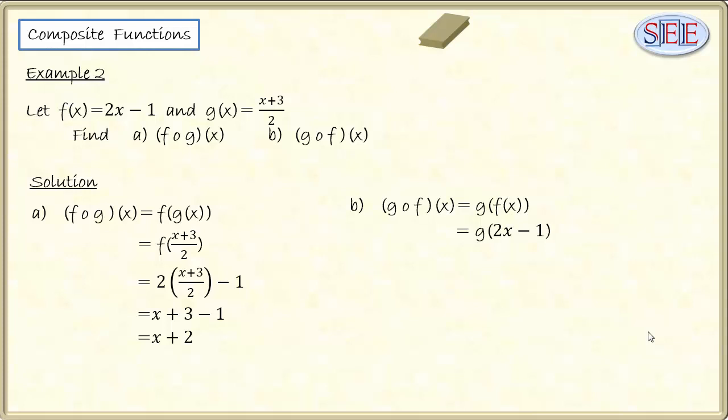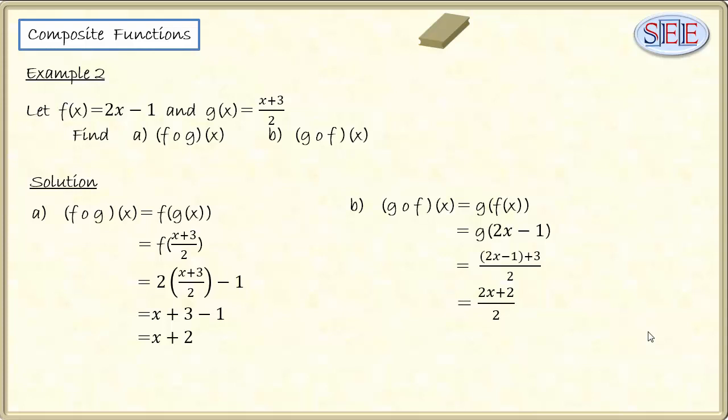Next is to get g of 2x minus 1. So wherever we have x in the function g, we replace it by 2x minus 1. So look at the function g. And the formula for the function g is x plus 3 all over 2. So that x is now replaced by 2x minus 1. So I'm going to have 2x minus 1 then plus 3 all over 2.